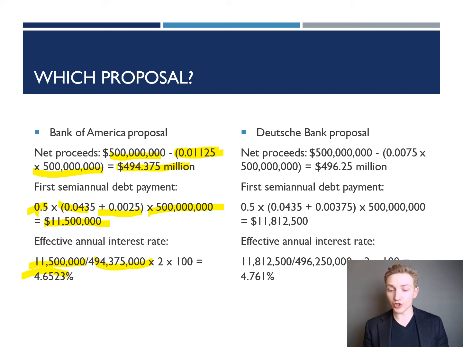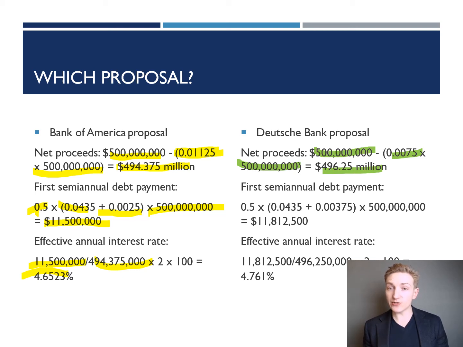Now we can then look at the Deutsche Bank proposal. Here we've got different net proceeds. We take our 500 million borrowing, of course, and our underwriting fee here was only 0.75%. So we multiply 500 million by 0.75%, and that's going to give us 496 million. So that's how much we see from our Deutsche Bank loan.